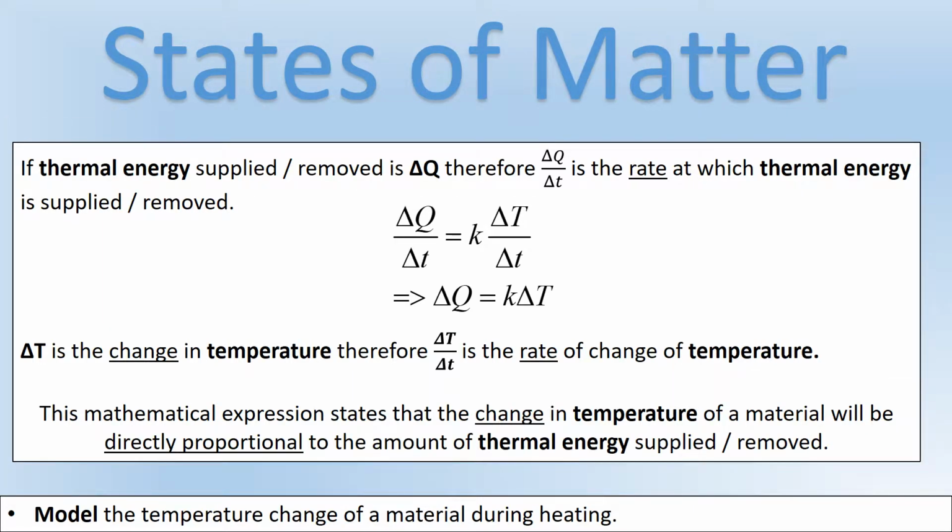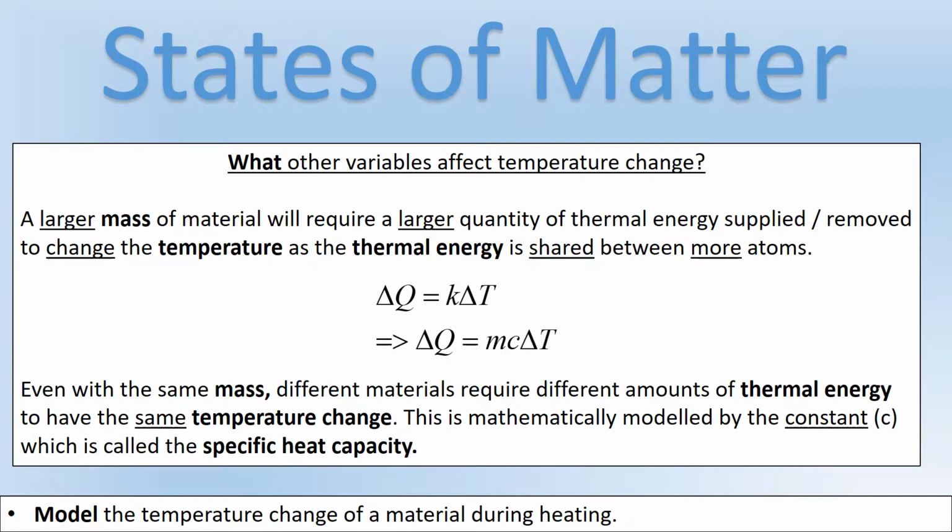What we've just seen is if we supply energy at a steady rate, and I'm going to call the rate at which thermal energy is supplied ΔQ over Δt, we saw it would be directly proportional to the rate of change of temperature, which I'm going to call ΔT over Δt there. And we put in a k to represent what the gradient is, or the constant of proportionality. So if we use the same units of time on left and right, we can cancel those out. So we can see that the temperature change of a material is directly proportional to the amount of thermal energy that we supply, which will be useful to us in doing some calculations.